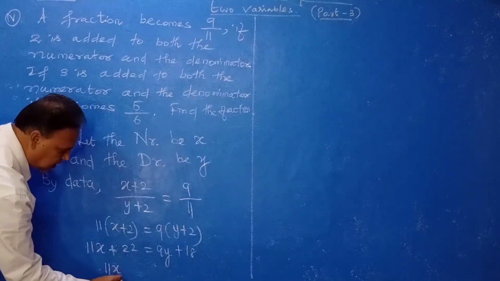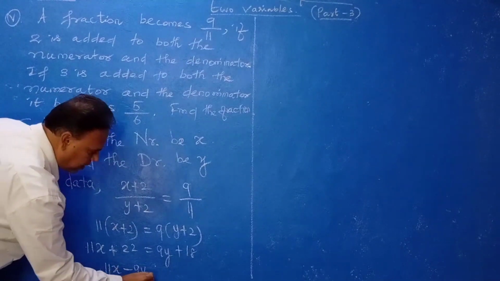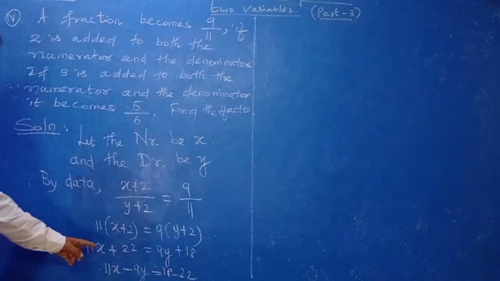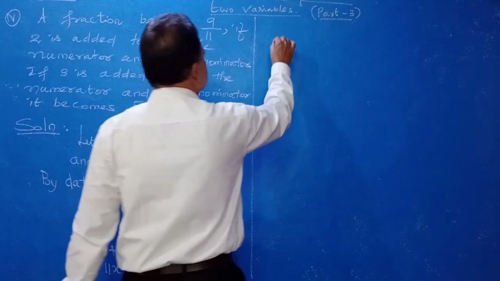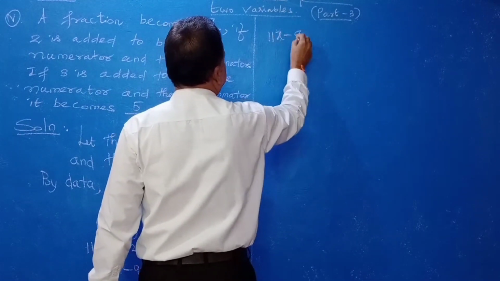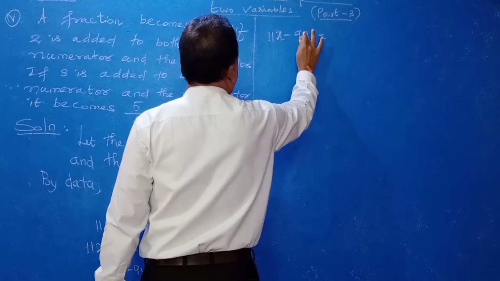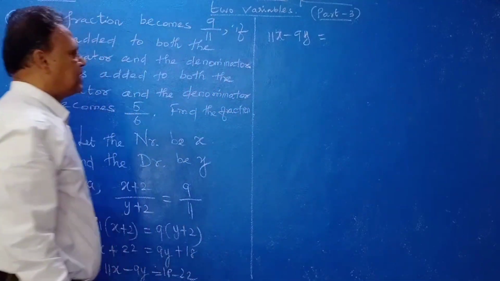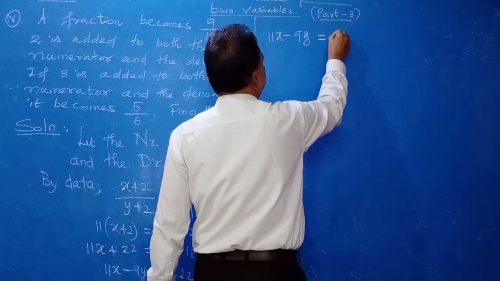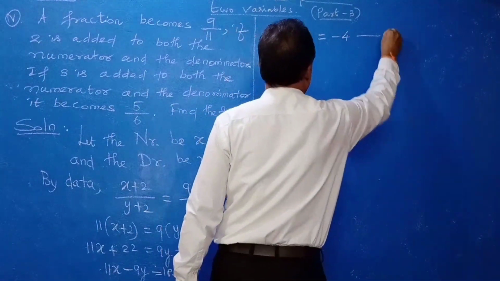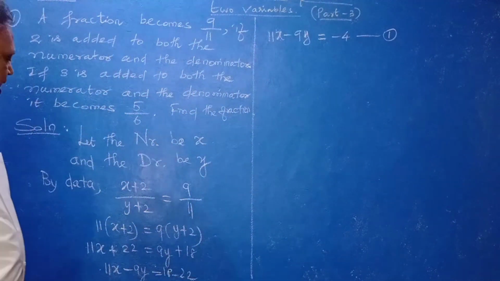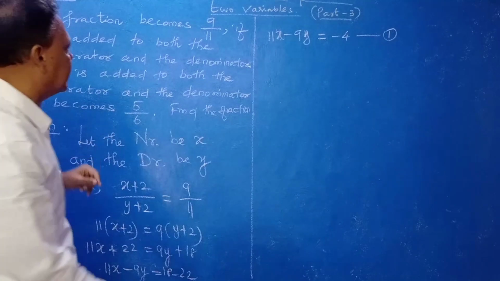So 11x minus 9y is equal to 18 minus 22. Therefore 11x minus 9y is equal to minus 4. This is equation number 1. Okay, and in the same way, another condition is given.